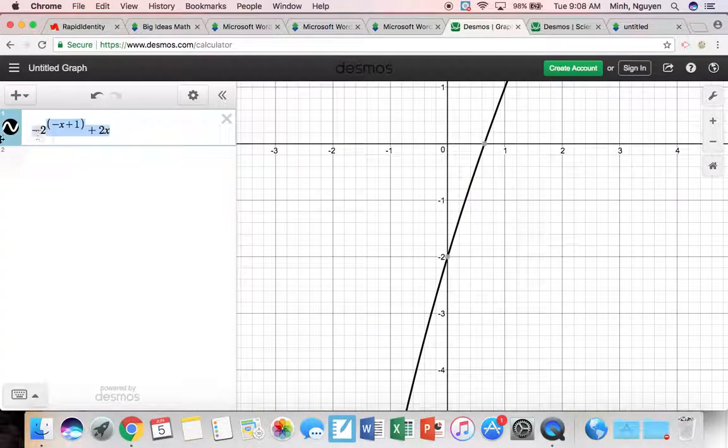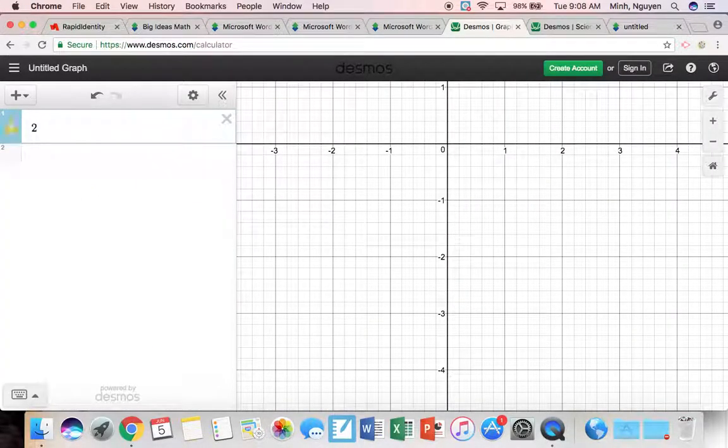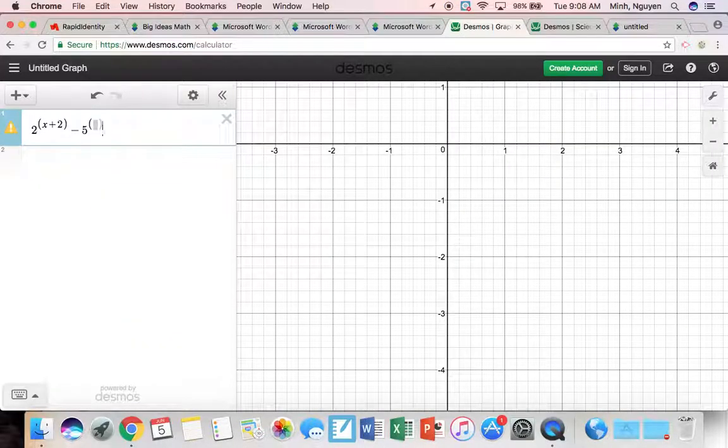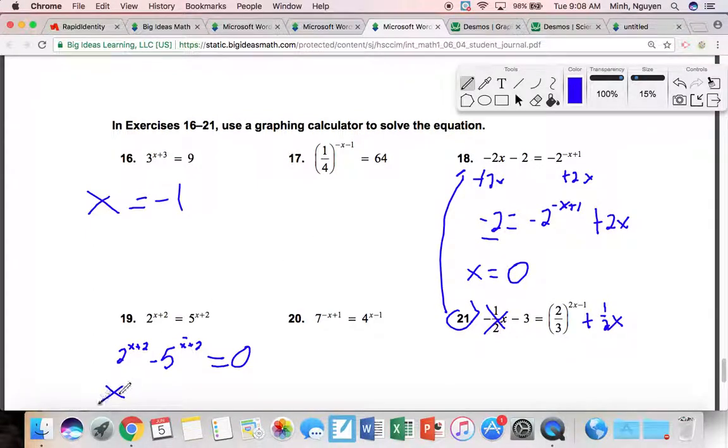2 to the x plus 2 minus 5 to the, oh, is it the same thing? X plus 2. And we're looking for when y is equal to 0. Boom, at -2. Holy cannoli. Alright, guys. Wow, very, very rough, but not impossible. Just make sure your graphing calculator is your best friend.